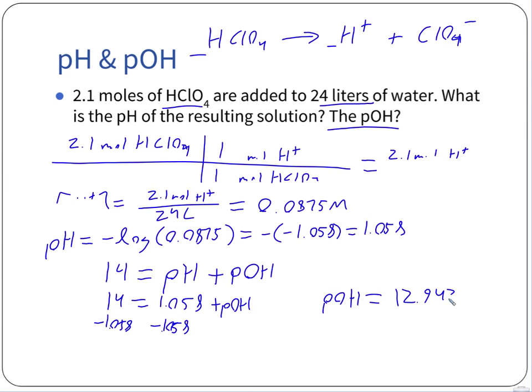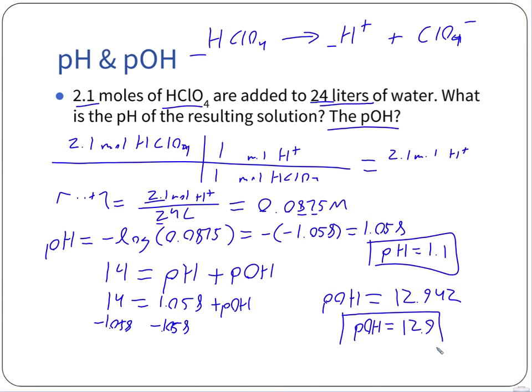12.942 unrounded. Sig fig wise, 2 sig figs. So that means that has 2, that has 2, that has 2 right there. This will end up with 2, so this will just be a pH of 1.1 and a pOH of 12.9. All right, so that would be how you'd go about solving for pH and for pOH for a solution.